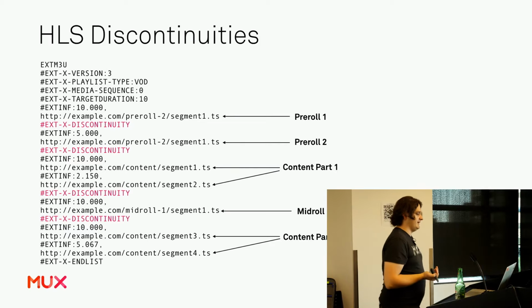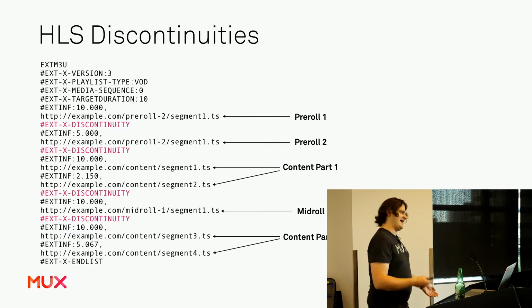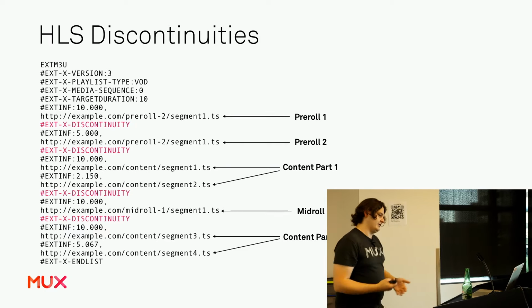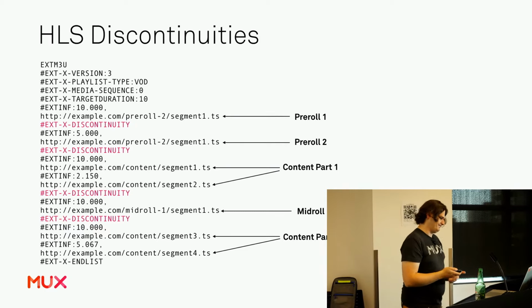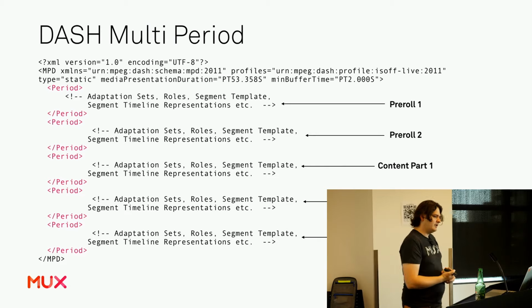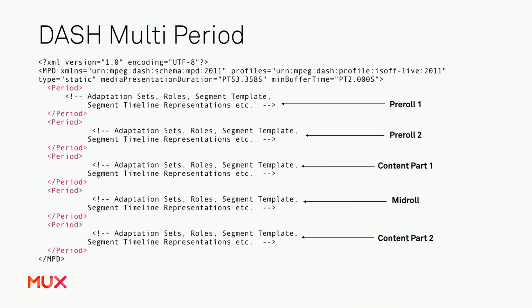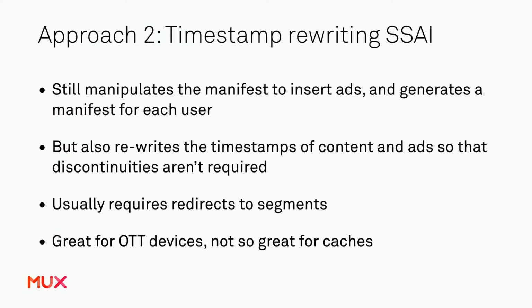In HLS, we use the discontinuity tag. Just signals, hey, you need to now reset your decoder. In Dash, looks a bit different. We have something called multi-period Dash, period of content, period of ad, period of content, those sorts of things. Pretty simple, all signaled in the manifests.